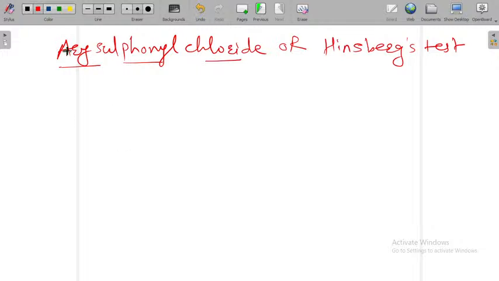Now we'll see the reactant which we are using in this reaction, that is aryl sulfonyl chloride. So what is this structure? We are considering benzene sulfonyl chloride. How is this structure written? So this is the benzene ring. To this benzene ring, the sulfonyl group. This is S double bond O and Cl.